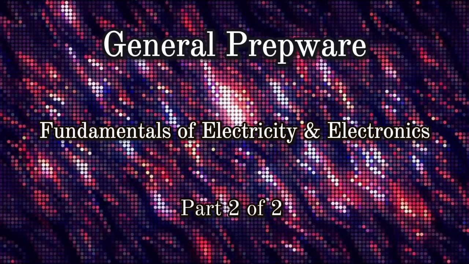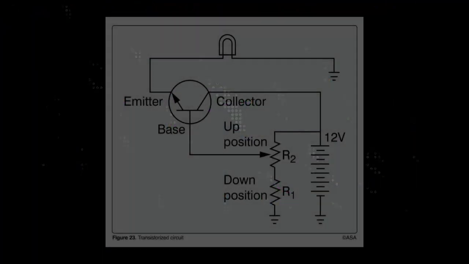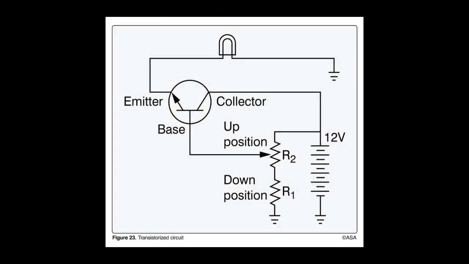How many amperes will a 28-volt generator be required to supply to a circuit containing 5 lamps in parallel, 3 of which have a resistance of 6 ohms each, and 2 of which have a resistance of 5 ohms each? 25.23 amperes. Refer to Figure 23. If R2 sticks in the up position, the light will be on full bright.